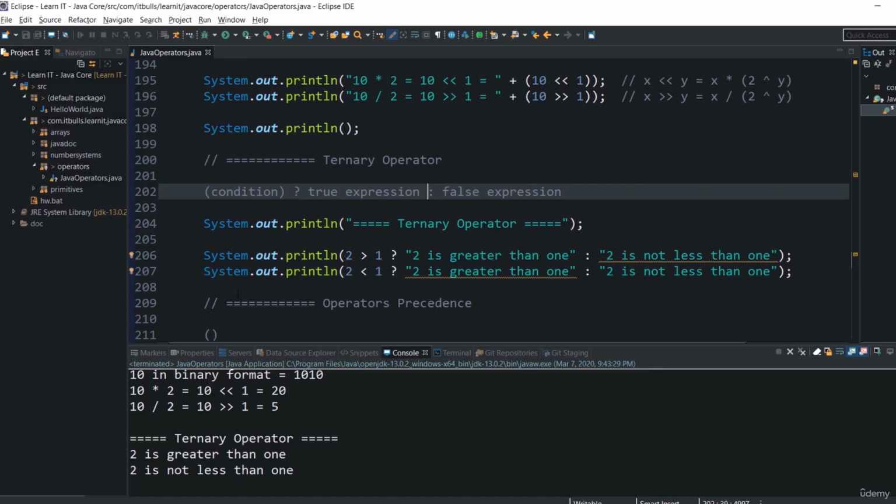The first expression is usually called the condition and should return true or false. In case the condition is true, then the true expression is evaluated. In case the condition is false, then the false expression is evaluated. In this example, 2 is more than 1 and the result of this expression is true, so the first expression is evaluated and this string is returned. In case we have an expression where 2 is less than 1 and the result is false, then the second expression is evaluated and this string is returned.